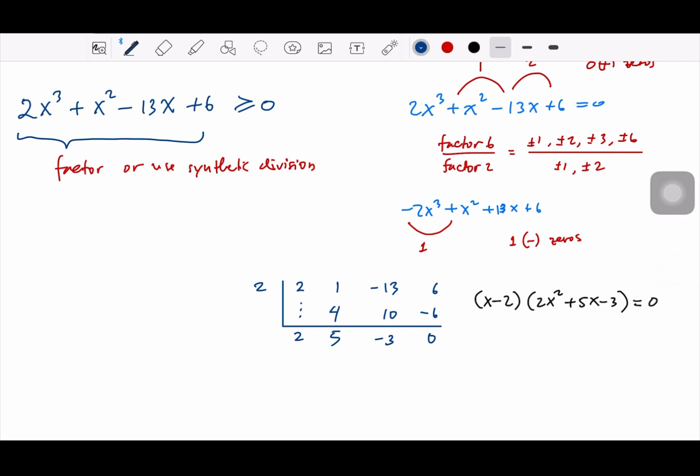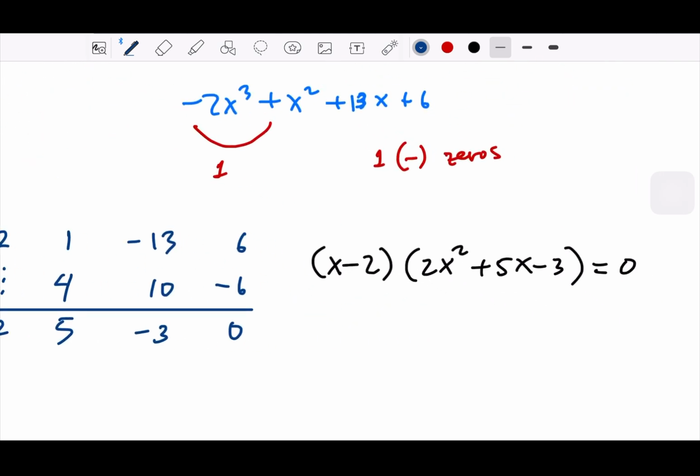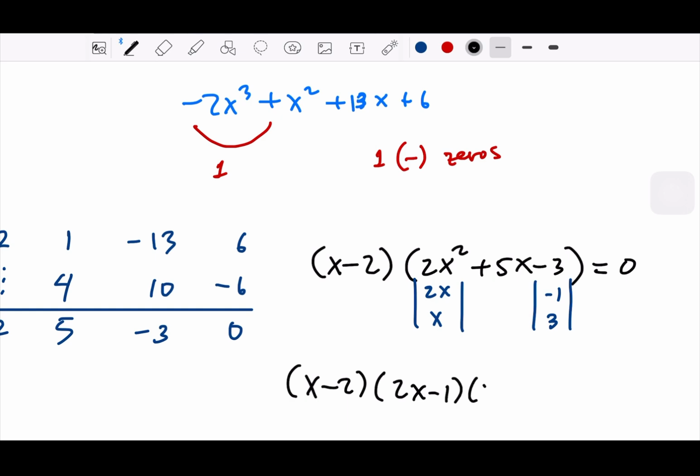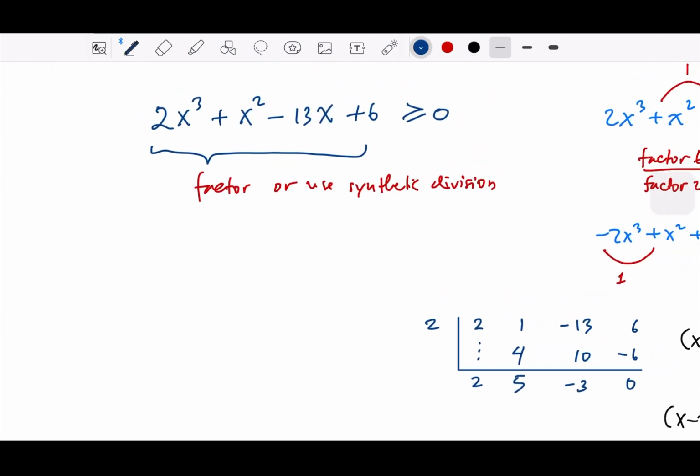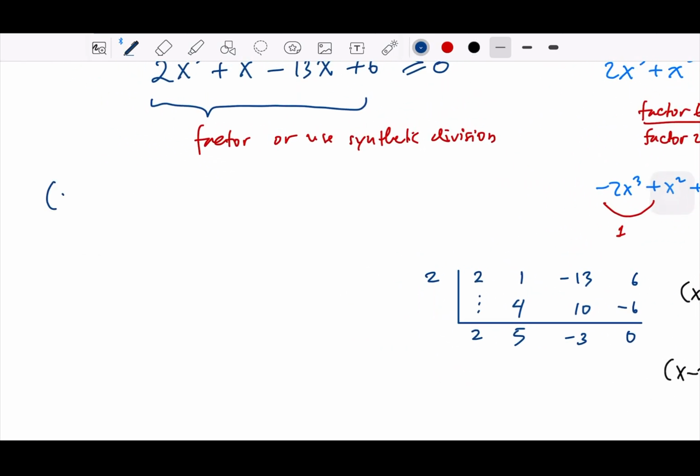Okay, I think we could. Let's try to factor this out. Can we factor this out? I think these are the factors, so we could factor. Okay, these are our factors. So we could take this and make these the factors in our inequality.